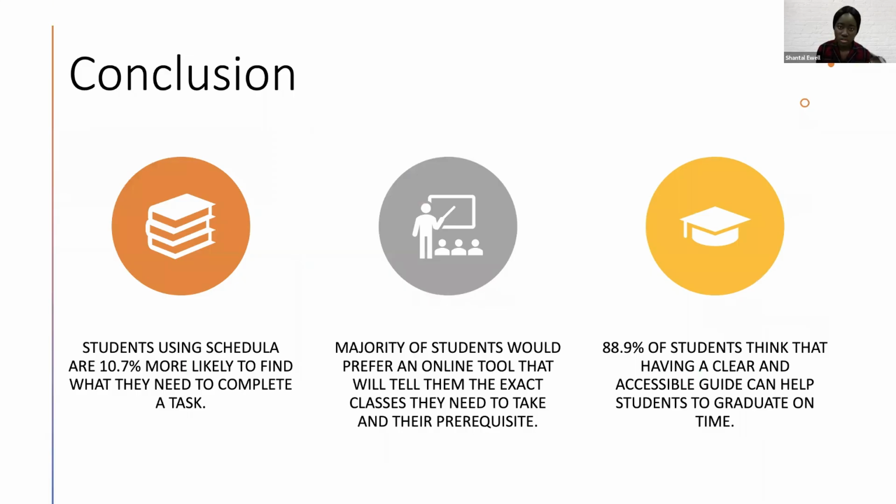And the conclusion, throughout this research, I have found that students using Scheduler are just 10.7% more likely to find what they need to complete a task. And the majority of students would prefer an online tool that will tell them the exact classes they need to take and their prerequisites. And 88.9% of students think that having a clear and accessible guide can help students to graduate on time.